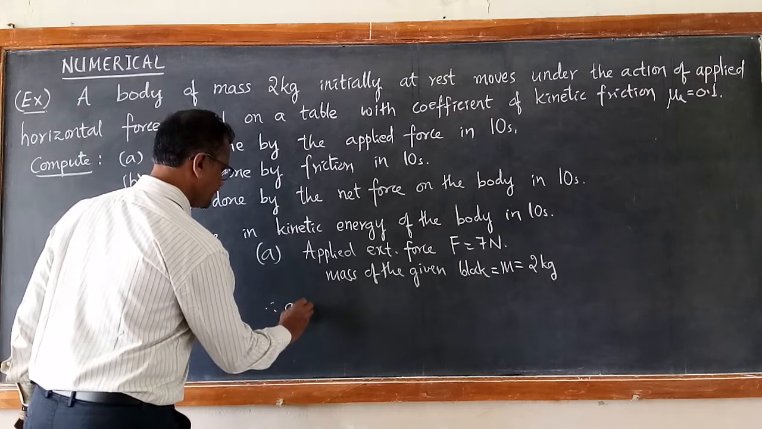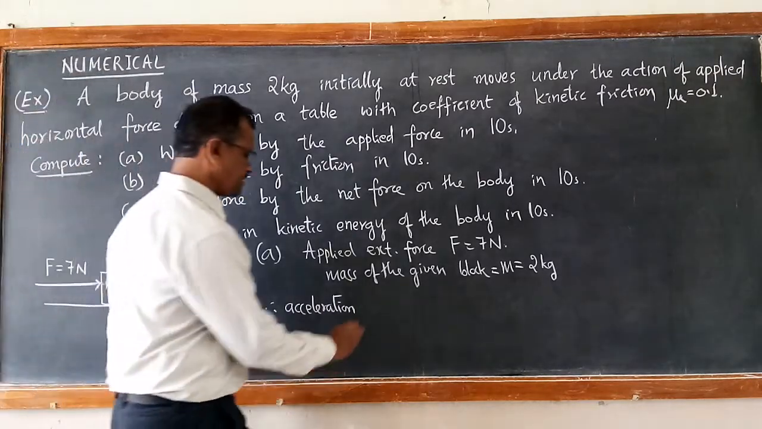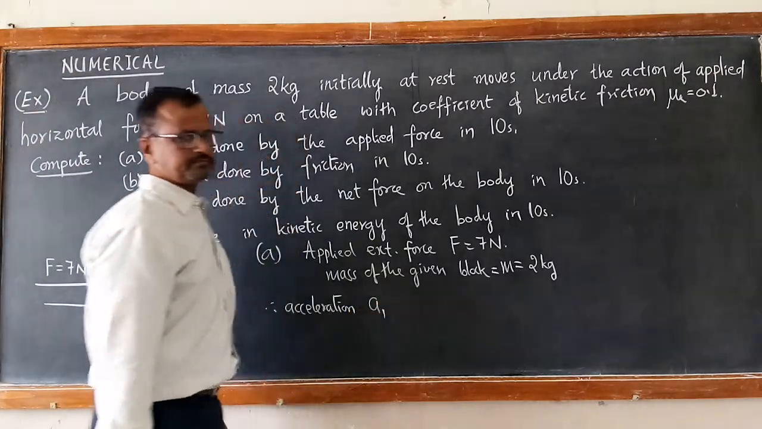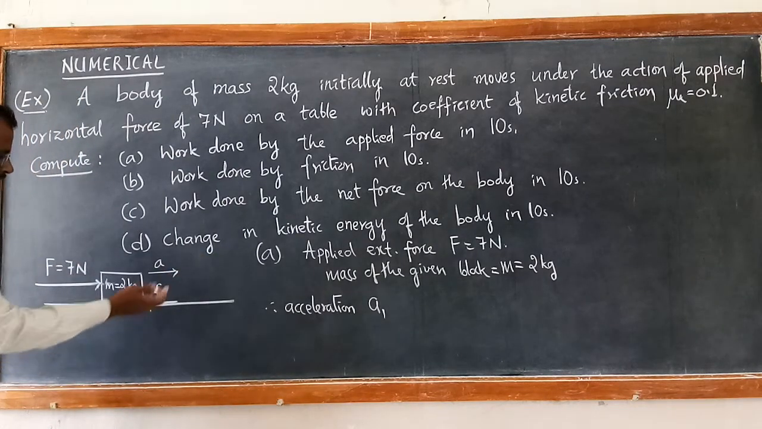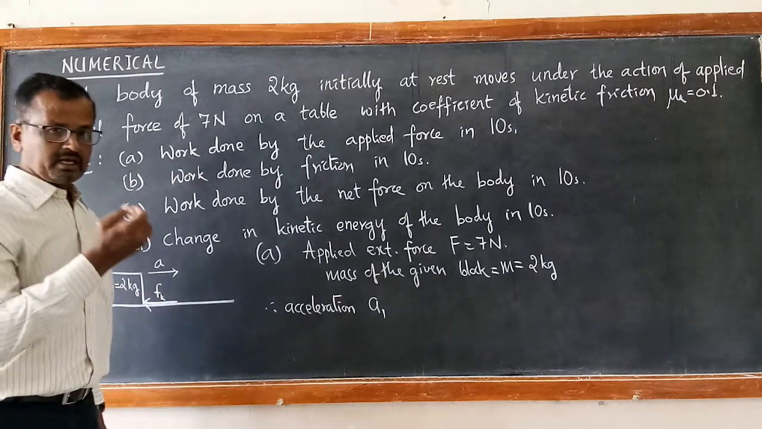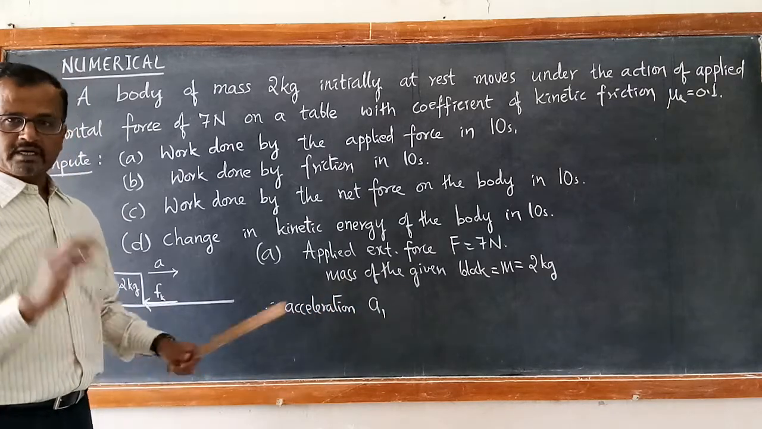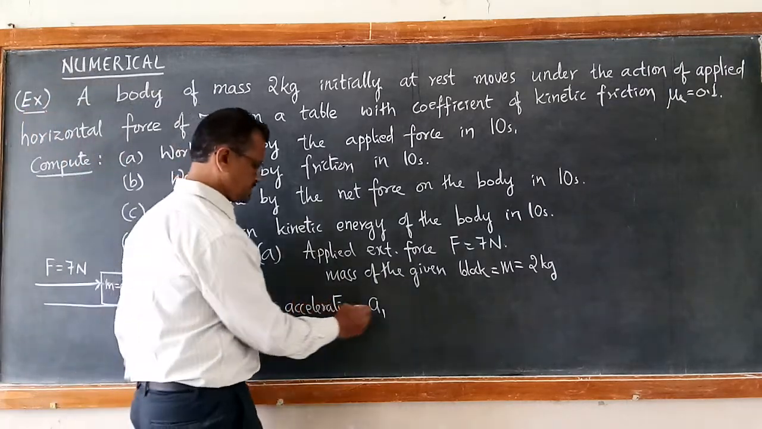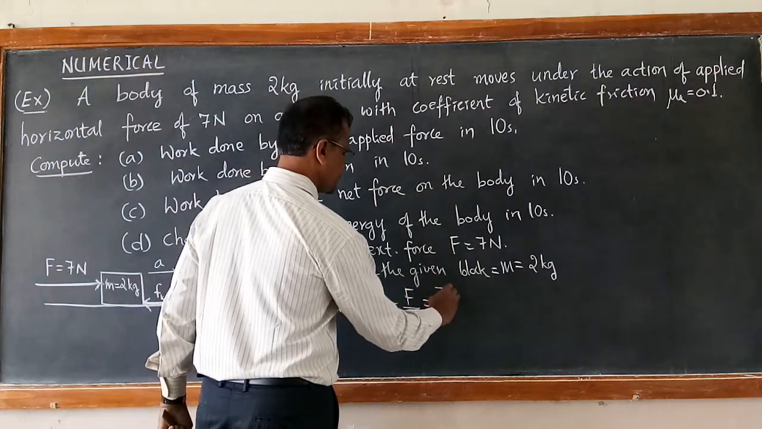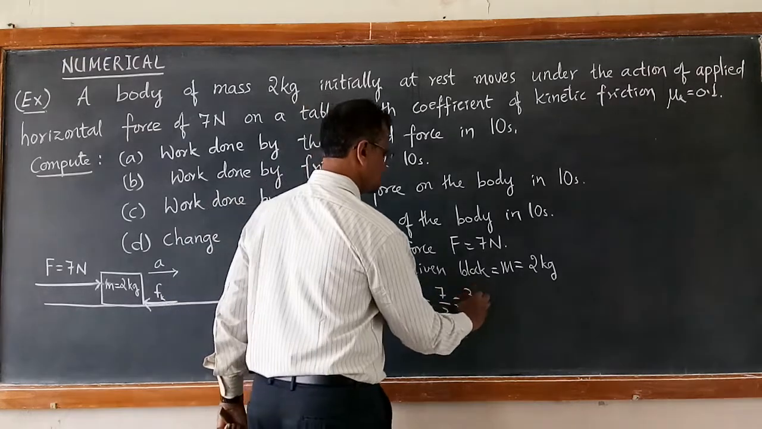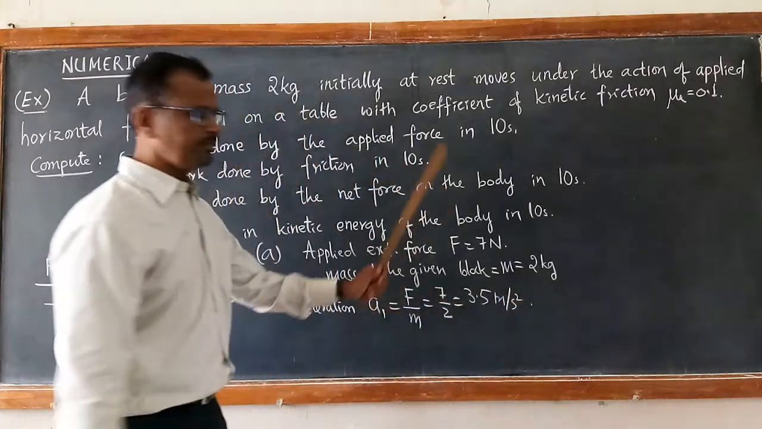Therefore, the acceleration due to applied force, let me call this acceleration A1, because there are two accelerations. One is the acceleration in the direction of motion, another is the acceleration due to friction in the opposite direction. That is what we call retardation. We will call acceleration A1, retardation A2. Both we will calculate. First, acceleration A1 is equal to F by M, 7 by 2. So that gives us 3.5 meter per second square.